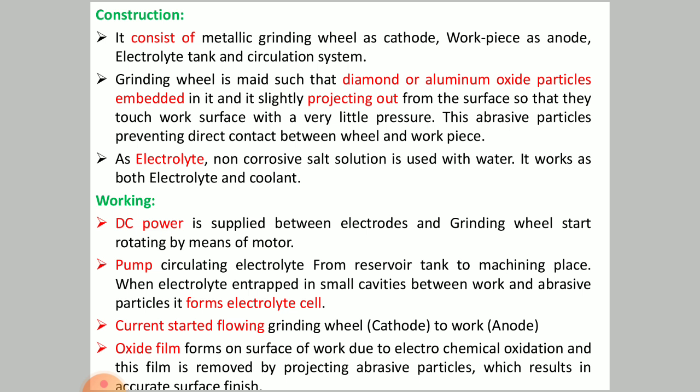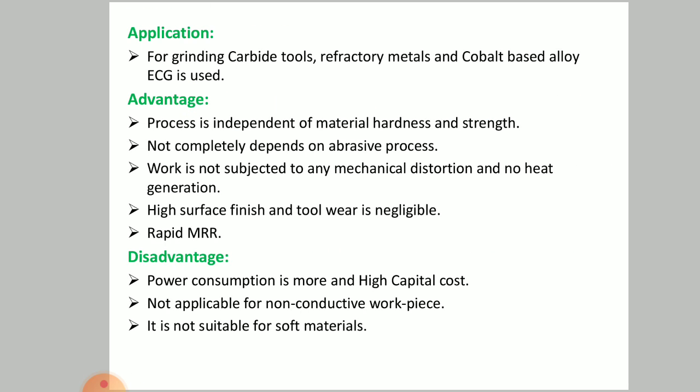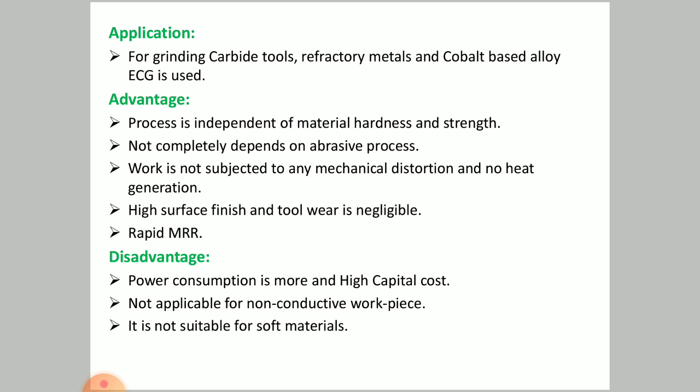Oxide film forms on the surface of the work due to electrochemical oxidation, and this film is removed by projecting abrasive particles, which results in accurate surface finish. Application, of course, for the super finishing operations. For grinding carbide tools, refractory metals and cobalt based alloys, electrochemical grinding is used. That reflects that we can super finish, we can resharpen the hard materials also, hard cutting tools also.